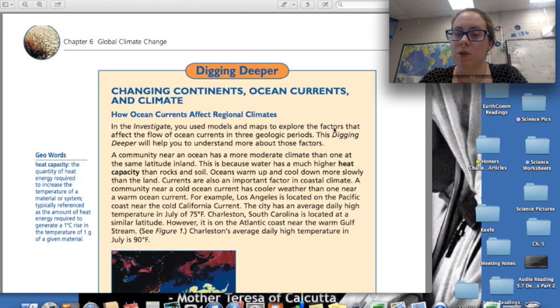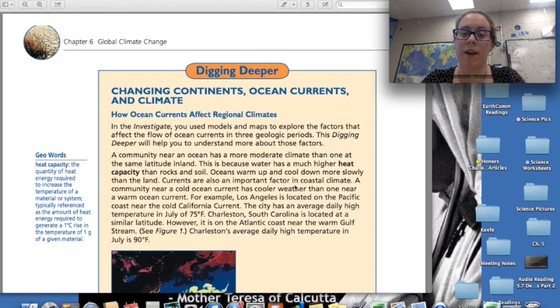In the Investigate, you used models and maps to explore the factors that affect the flow of ocean currents in 3 geologic periods. This digging deeper will help you understand more about those factors, and I will be posting a video about that. A community near an ocean has a more moderate climate than one at the same latitude inland. This is because water has a much higher heat capacity than rocks and soil. Oceans warm up and cool down more slowly than the land.